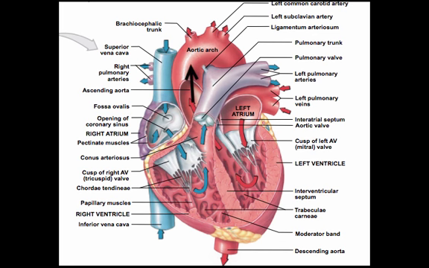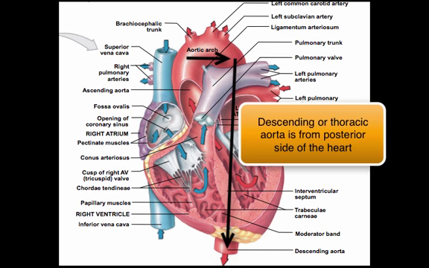The initial portion of the aorta ascends superiorly and is called the ascending aorta. The ascending aorta turns and forms the aortic arch. The aortic arch turns again to descend through the thoracic cavity. The portion of the aorta descending through the thoracic cavity is called the descending aorta or the thoracic aorta.